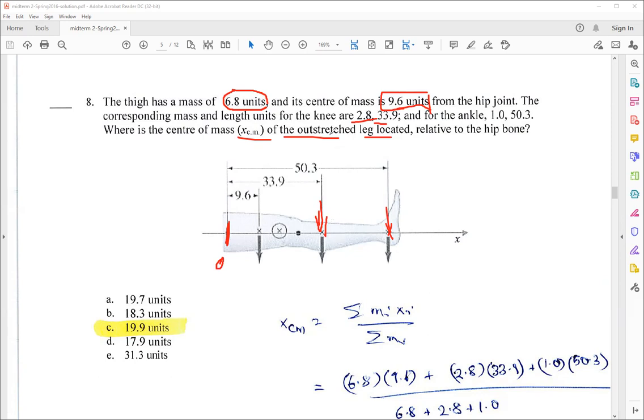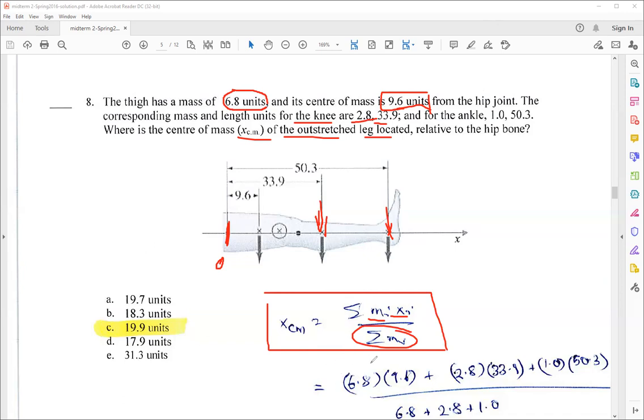So for the leg, we have the thigh first, the second is the knee, and the third is the ankle, right? Now we're using the formula for center of mass. X center of mass is sum m_i x_i divided by the sum of all masses, okay? Now, in which case, all I need is to plug in those numbers provided, okay?